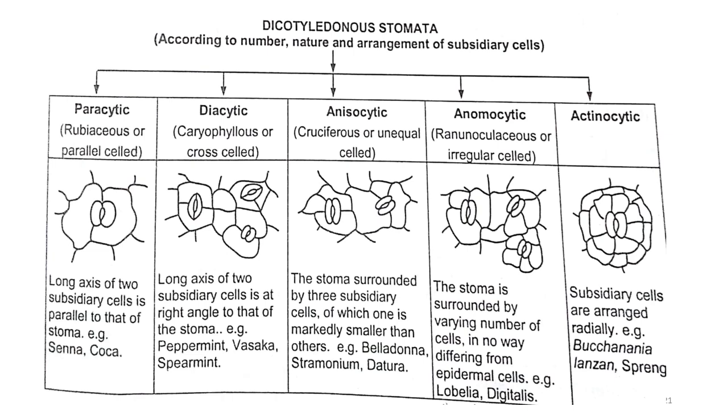Then anomocytic stomata means a varying number of epidermal cells are present. Examples are digitalis or lobelia. Then actinocytic means the subsidiary cells are radially arranged. Example is strychnos.